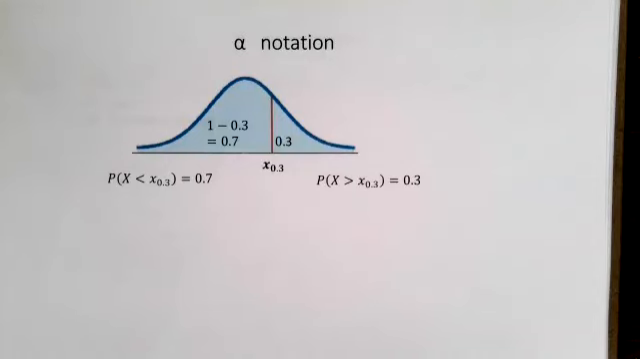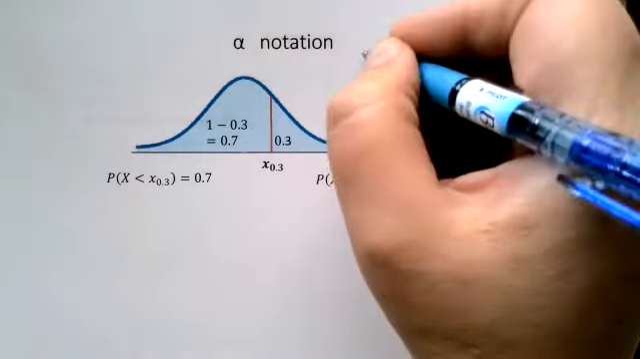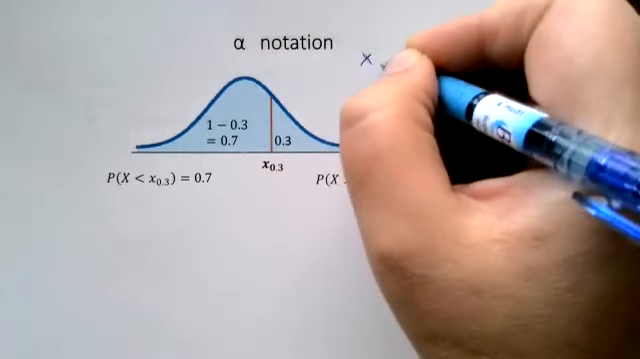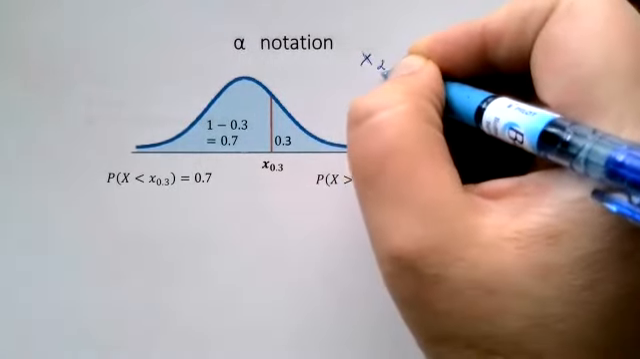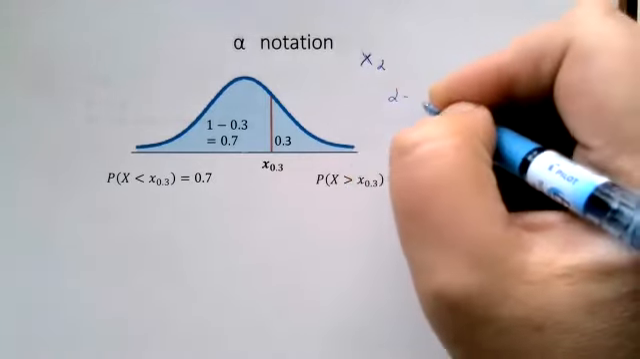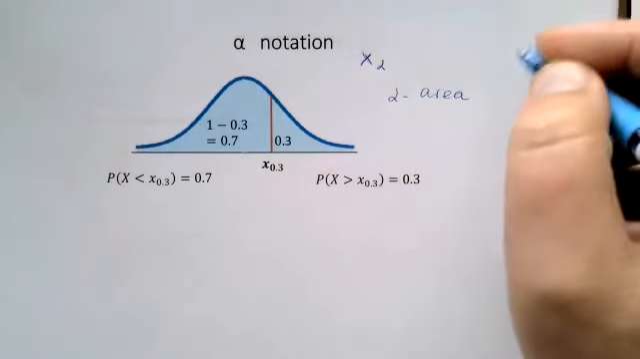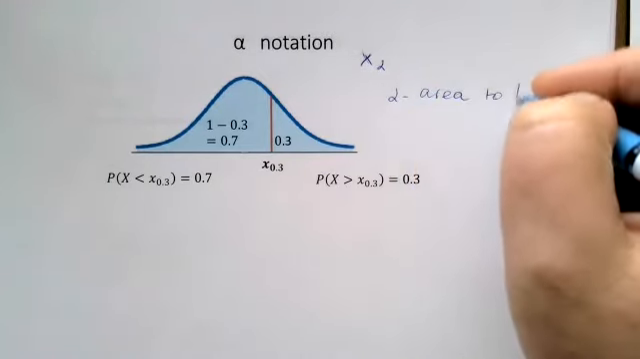Before we move on to our next distribution, it's important to learn our alpha notation. Okay, so if we have notation x with a subscript of alpha, alpha represents the area to the right of x, area under the curve to the right of x.